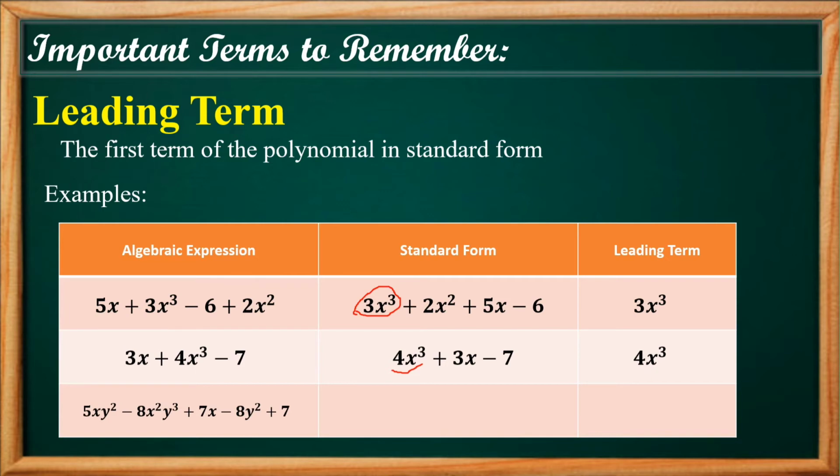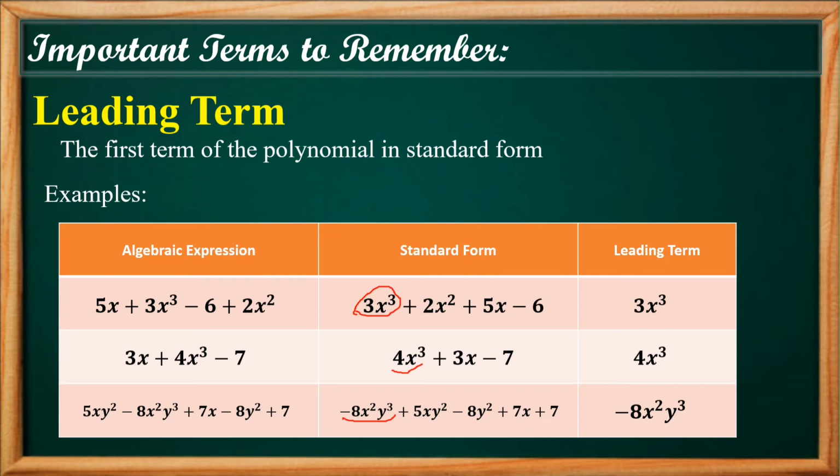Okay. Next. Then, arrange to standard form. The standard form is negative 8x squared y cubed plus 5x y squared minus 8y squared plus 7x plus 7. Then, ang nangunguna na term, the first term, is negative 8x squared y cubed. Then, the leading term is negative 8x squared y cubed. Okay. Yun ang leading term.